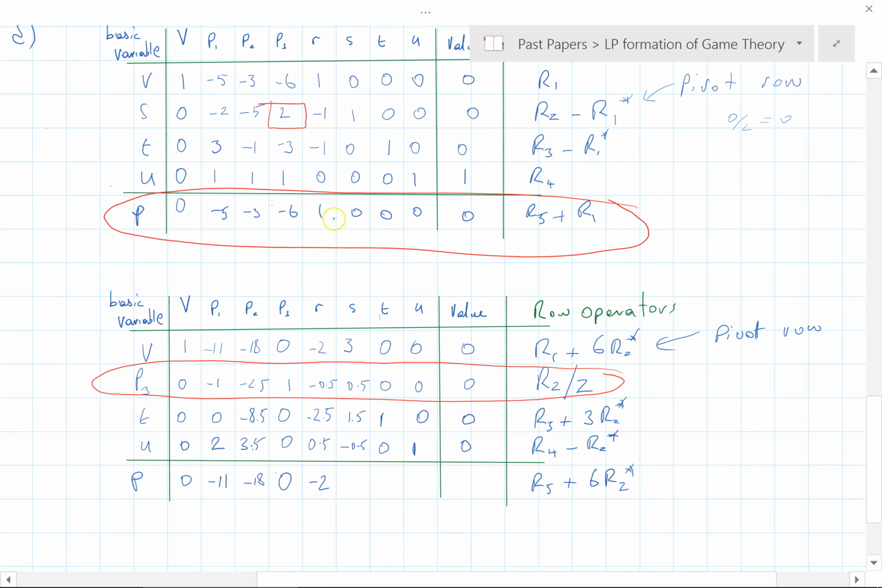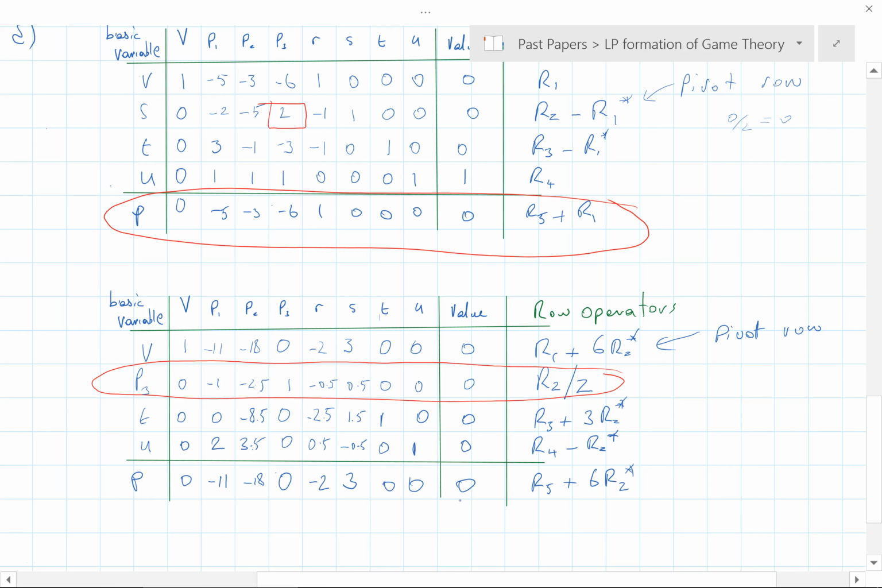Then we've got 0 plus 6 times 0.5, so that's 3. 0 plus 6 times 0, which is 0. 0 plus 6 times 0, which is 0. And 0 plus 6 times 0, which is 0.